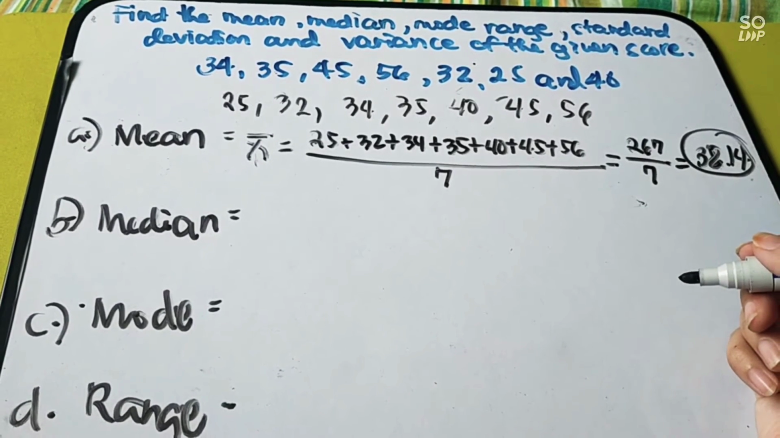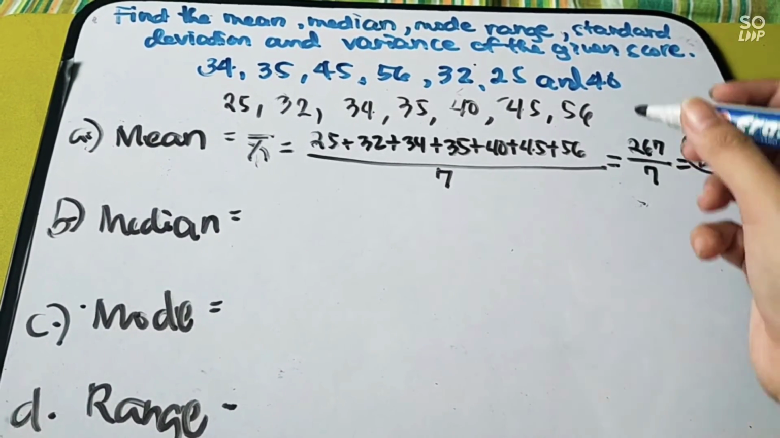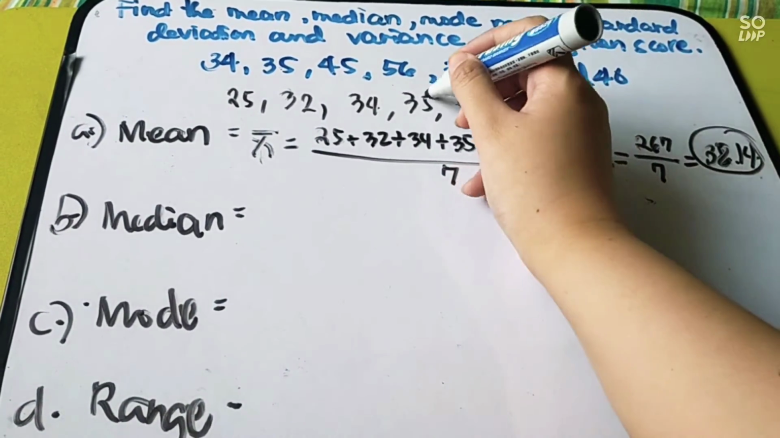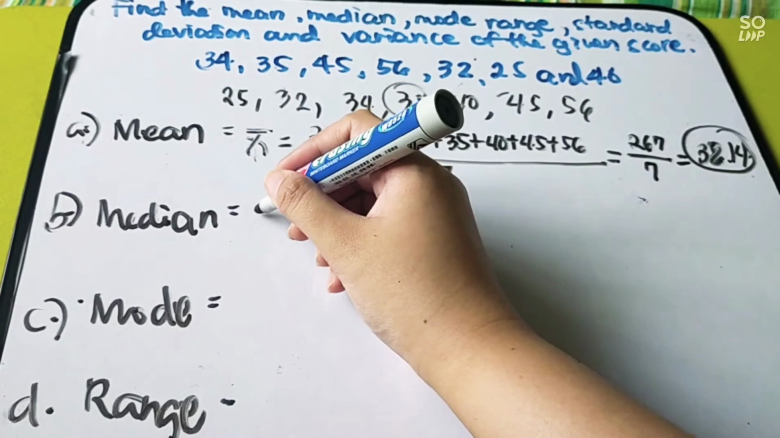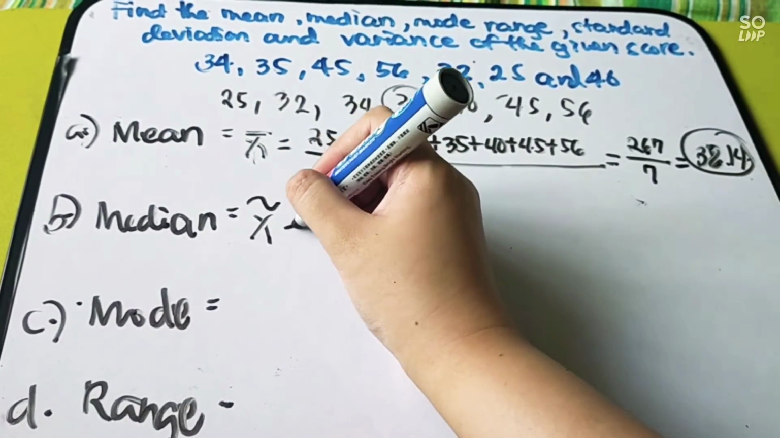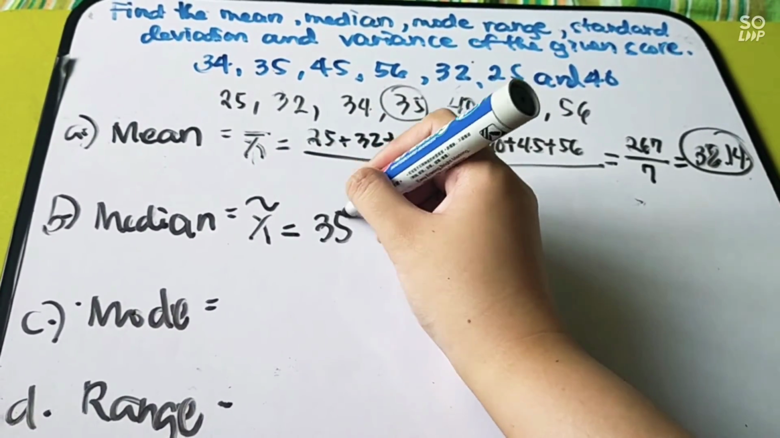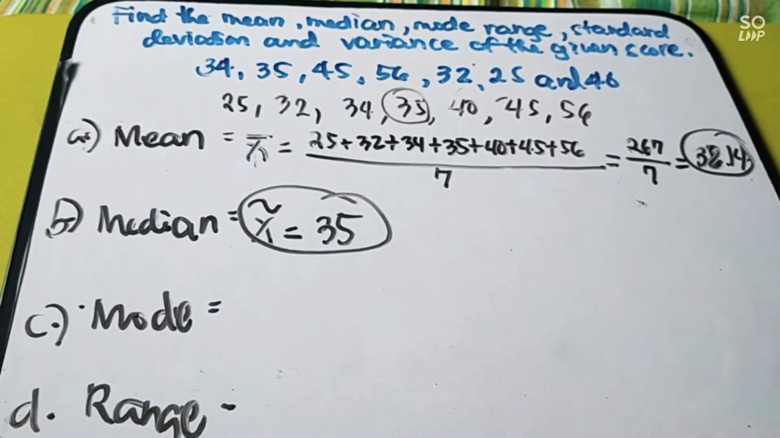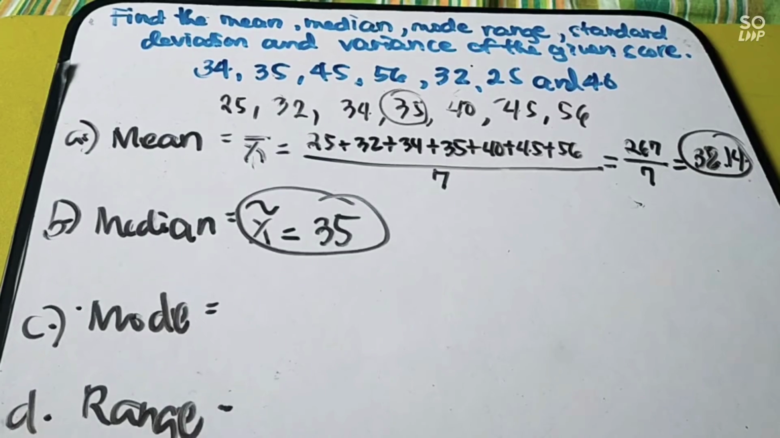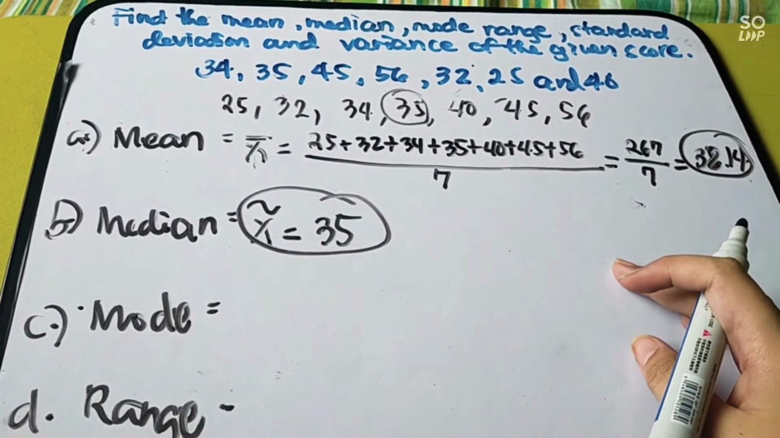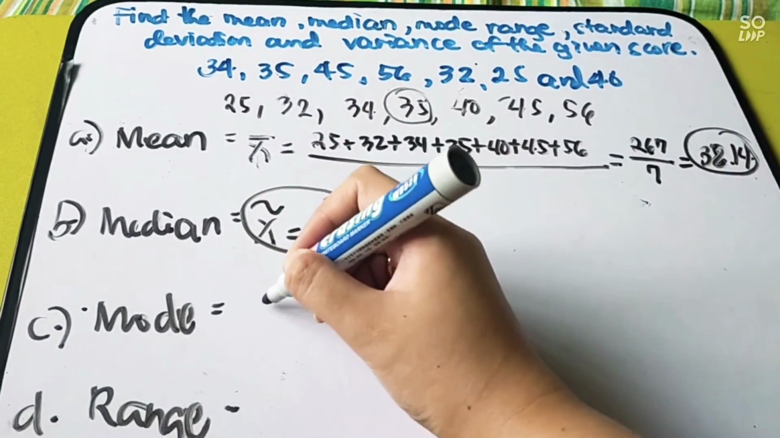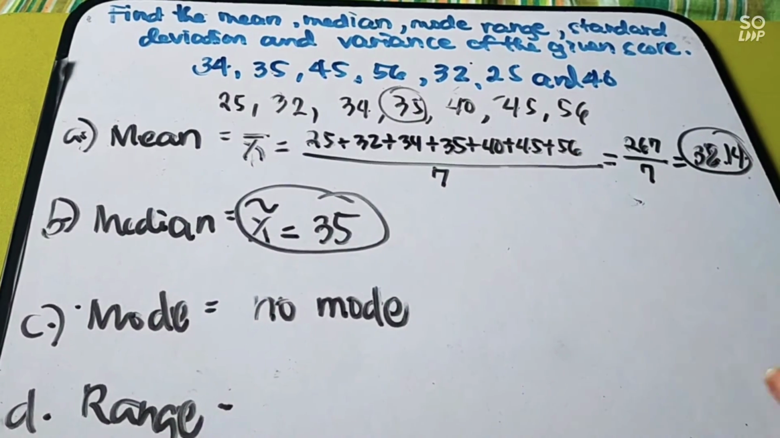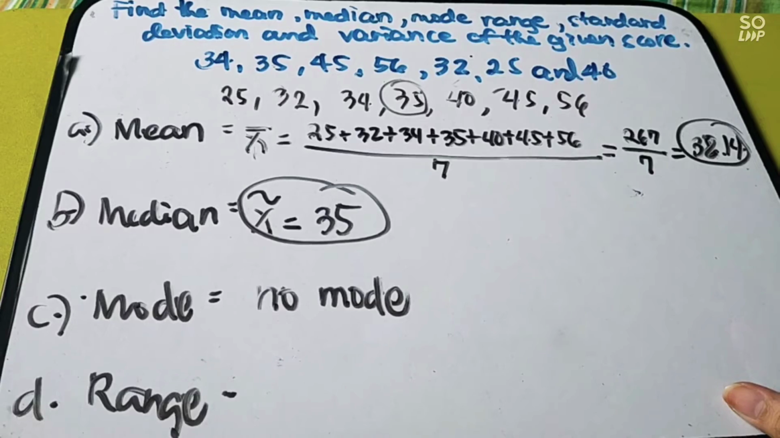Now, let us find the median. So, what's the middle number? Since this one is 7, meron tayong pinakagitna. That is 35. So, our median, we have X, then a tilde. So, it is equal to 35. So, ganun lang kasimple. Next, let us find the mode. Tingnan natin kung meron bang may pinaka-frequent na umulit sa kanya. Meron ba? Since wala, therefore, there is no mode. Wala umulit eh. Alright? Next tayo, let us have the range.